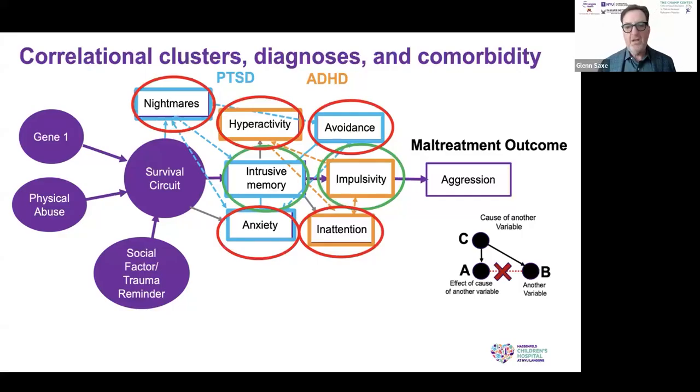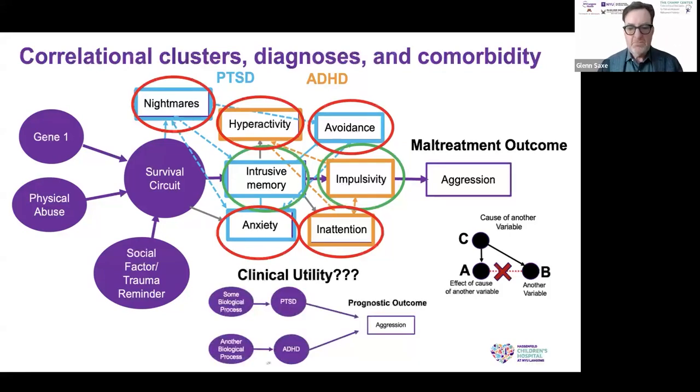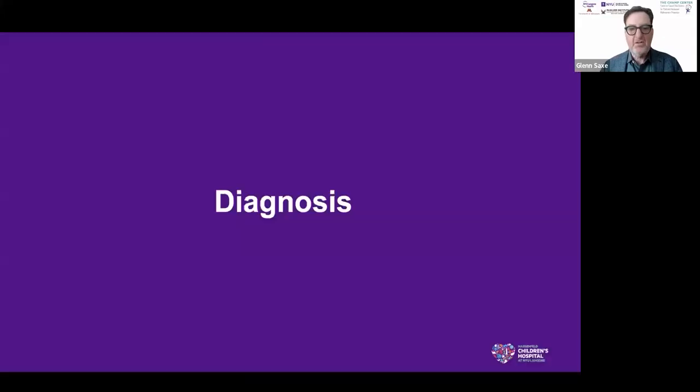So if we use our diagnoses to totally guide our treatment, we're going to miss big things. If we say it's PTSD, targeting avoidance isn't going to help. Even anxiety, it's only intrusive memory that goes into impulsivity. Again, if this model is the process that generated the data. So again, we think of our clinical utility here.